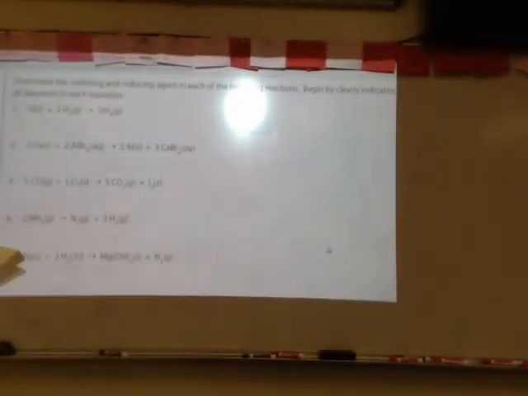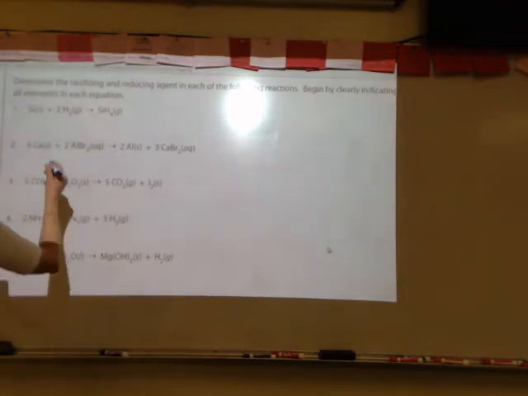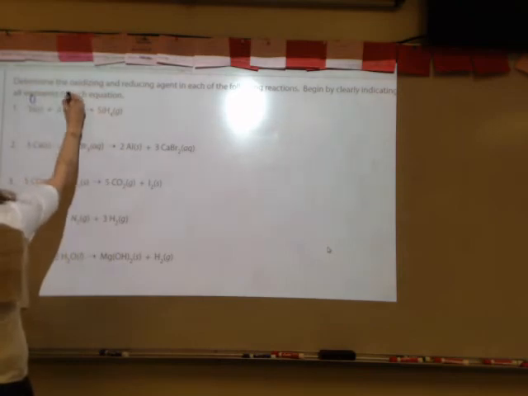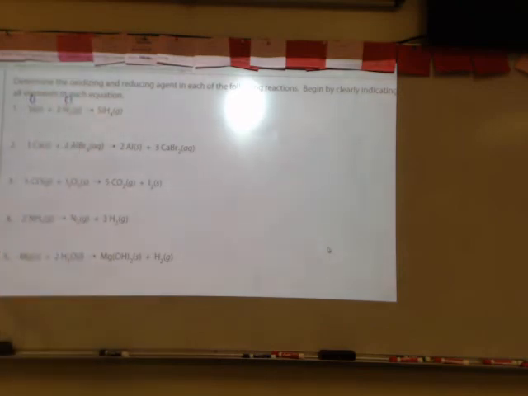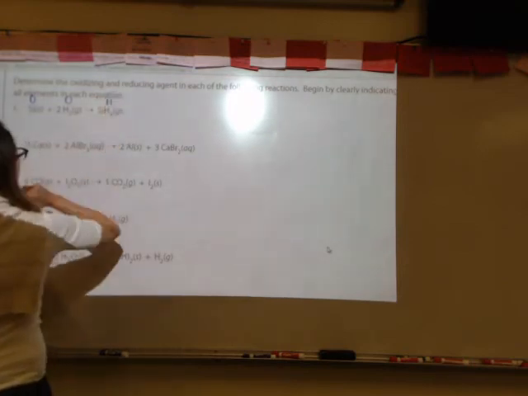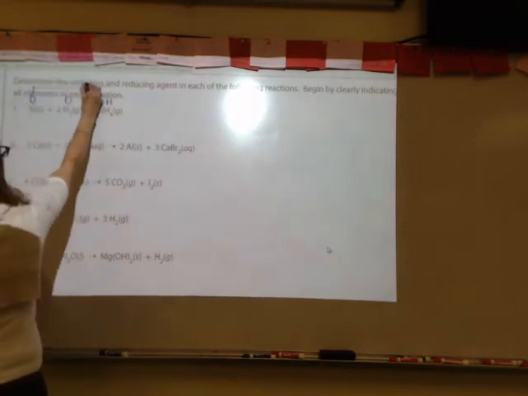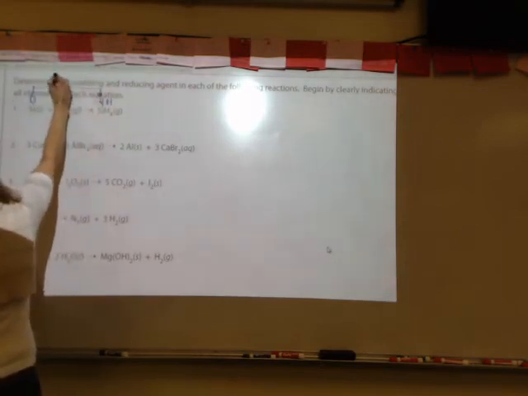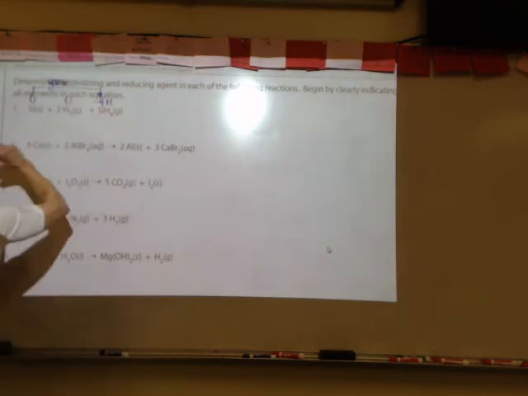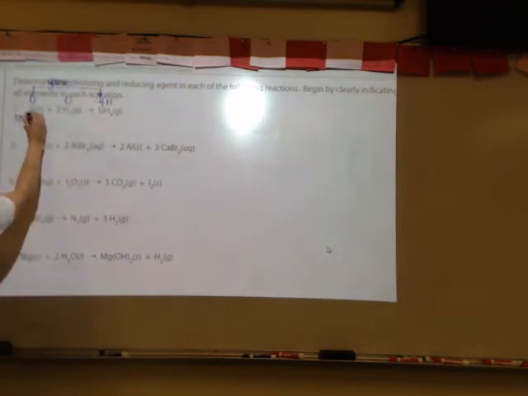Here we're determining the oxidizing and reducing agent. So that means that we need to figure out what is oxidized and what is reduced first. Number 1, silicon and hydrogen, elemental form, oxidation number of 0. Then we have SiH4. H is a +1, Si is a -4. Silicon goes from a 0 to a -4. So that means it is gaining electrons. So that means that silicon is reduced.